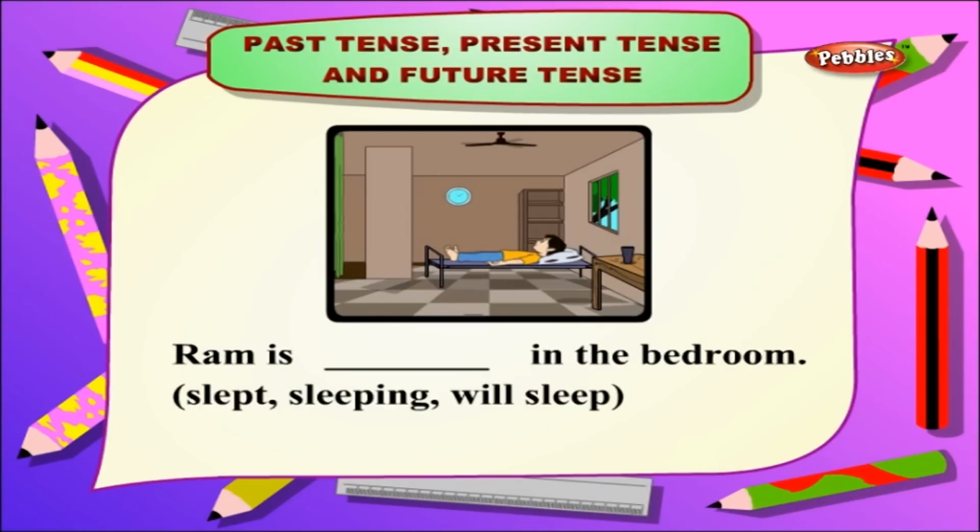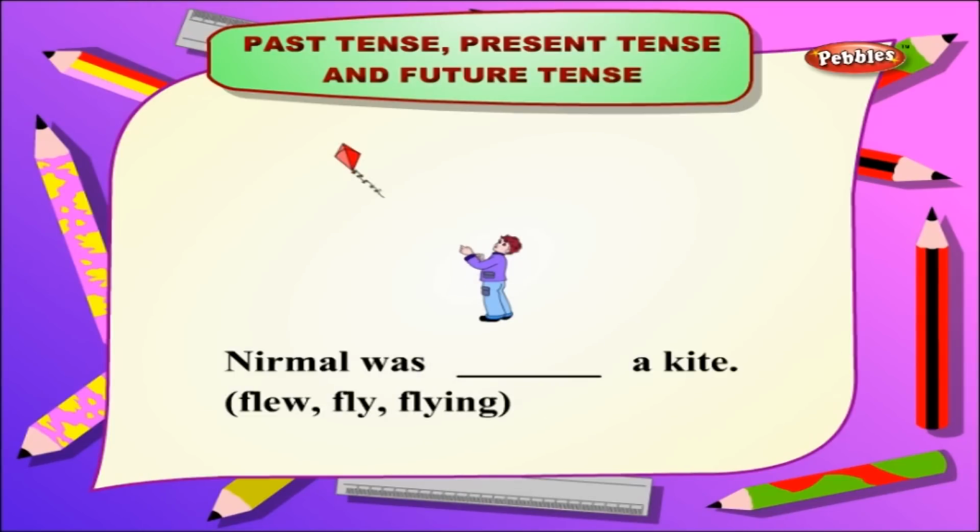Ram is dash in the bedroom. Slept, sleeping, will sleep. Ram is sleeping in the bedroom. Nirmal was dash a kite. Flew, fly, flying. Nirmal was flying a kite.